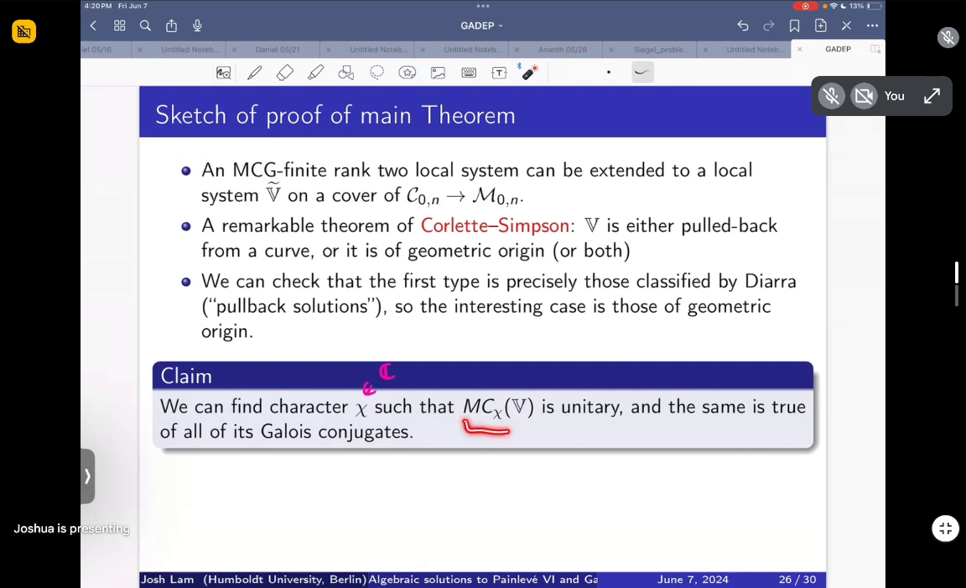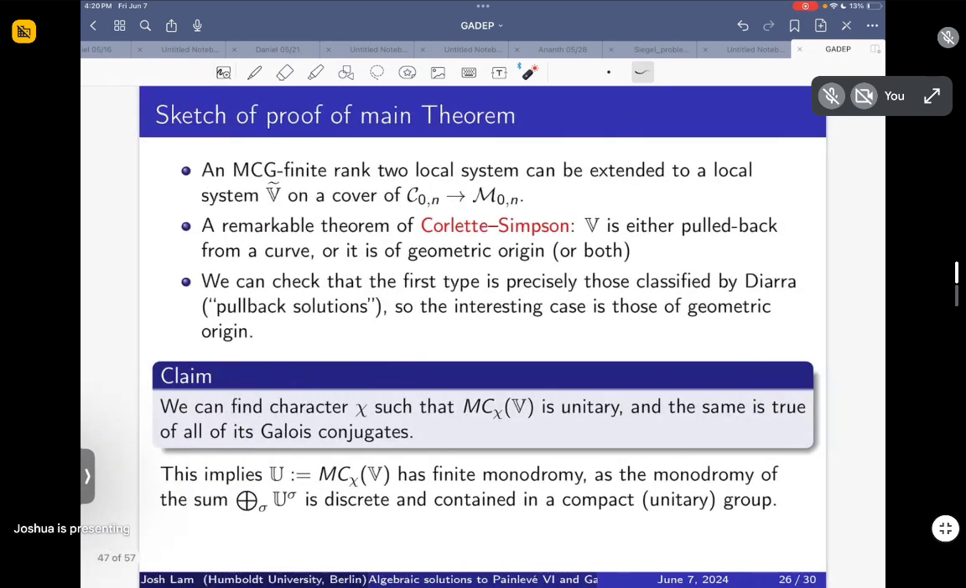So in other words, this has a unitary metric, which is preserved. But not only that, also the same for all the Galois conjugates of V. So V will be some local system. You can take a Galois conjugate if you apply an automorphism of C. And this is our main technical claim.